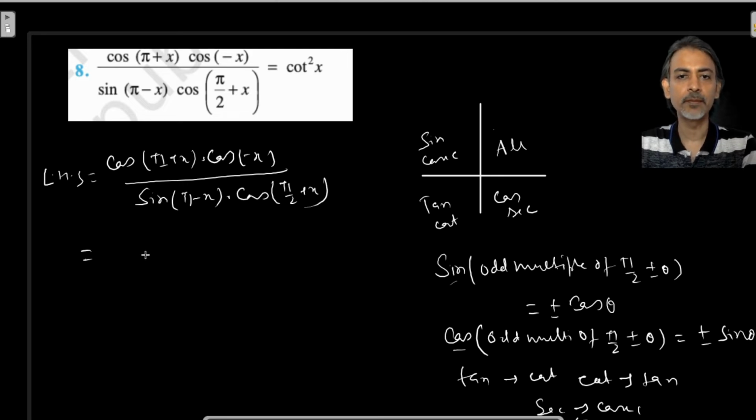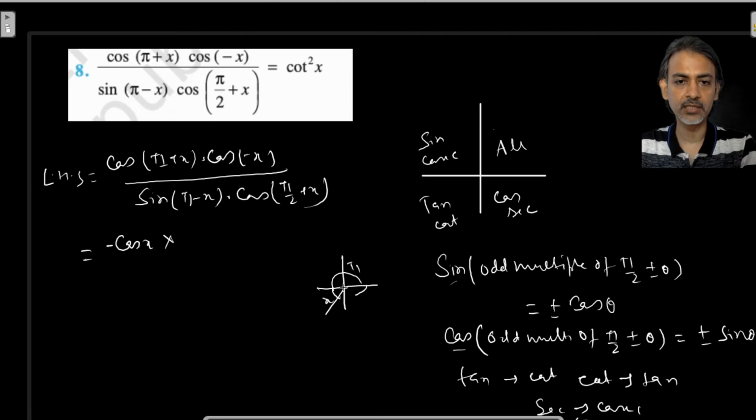So cos of pi plus x: pi is from here to here and then x is further here. So this is going to be my pi, this is going to be my x. Pi plus x is going to be in my third quadrant, and pi is an even multiple of pi by 2, so cos will remain cos. So this will become cos x, and since it's going to be in the third quadrant, this will become my minus.